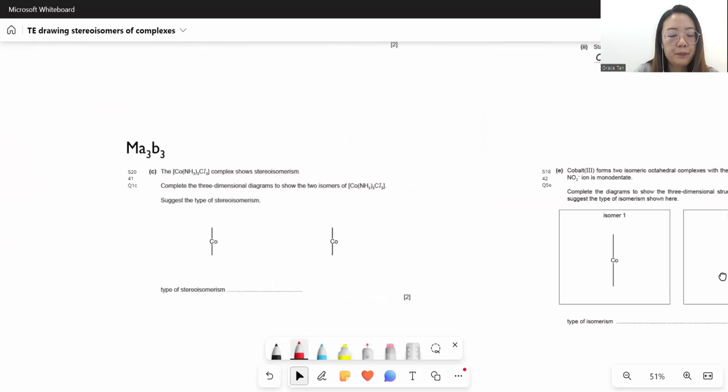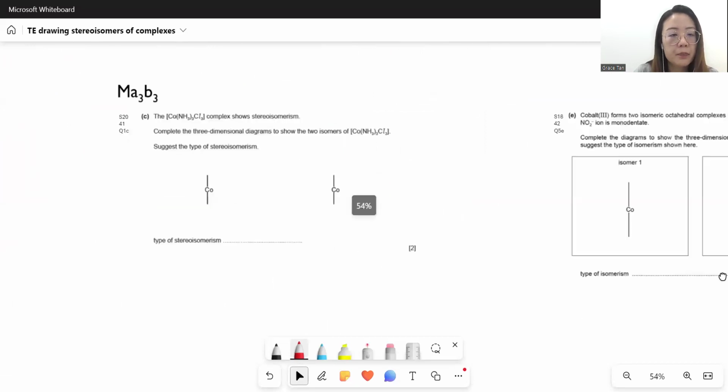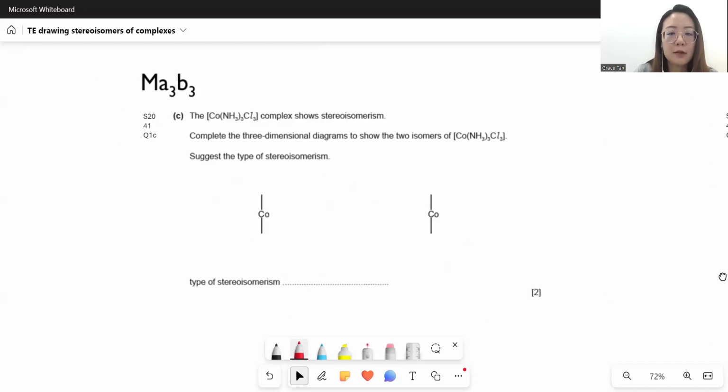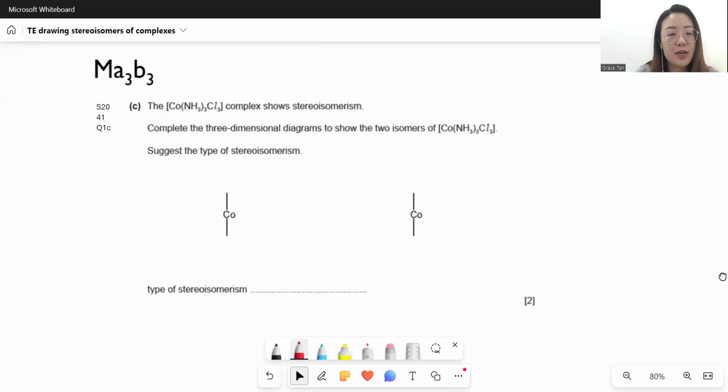Now the last one here. Let's look at this type of formula. MA3B3, small a, small b, means what? Monodentate, 3 of them. Monodentate, 3 of them. So 3 and 3, total 6. Same thing, it's in octahedral shape. So you can see you have 3 ammonia and 3 chlorine atoms.